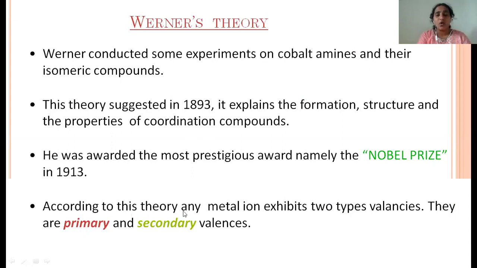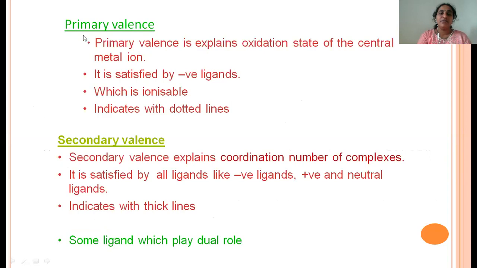According to this theory, any metal ion exhibits two types of valencies: one is primary valency, another one is secondary valency. First, we'll see what primary valency is. Primary valency explains the oxidation number of the metal ion, it is satisfied by only negative ligands, it is ionizable, and it is indicated with dotted lines.